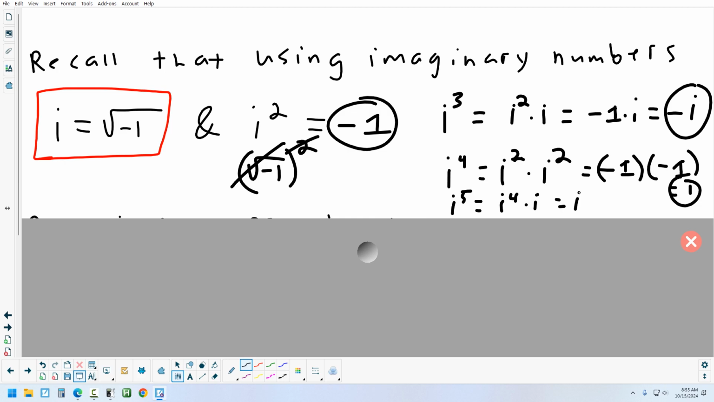Same with i to the 6th. You could think of it as i to the 4th times i to the 2nd. So you get this repeating pattern after you do the first 4. For us, the most important 2 are going to be i to the 2nd and i. Those are the 2 we're going to deal with quite a bit.